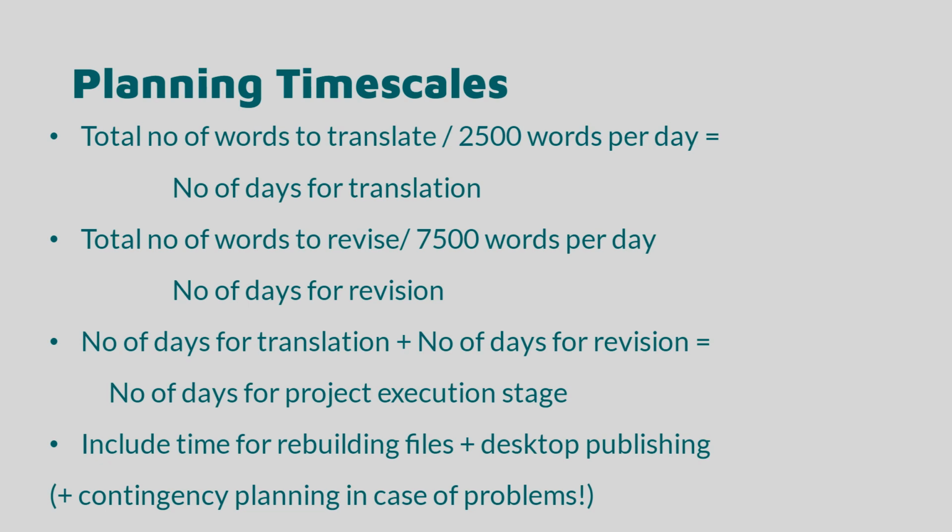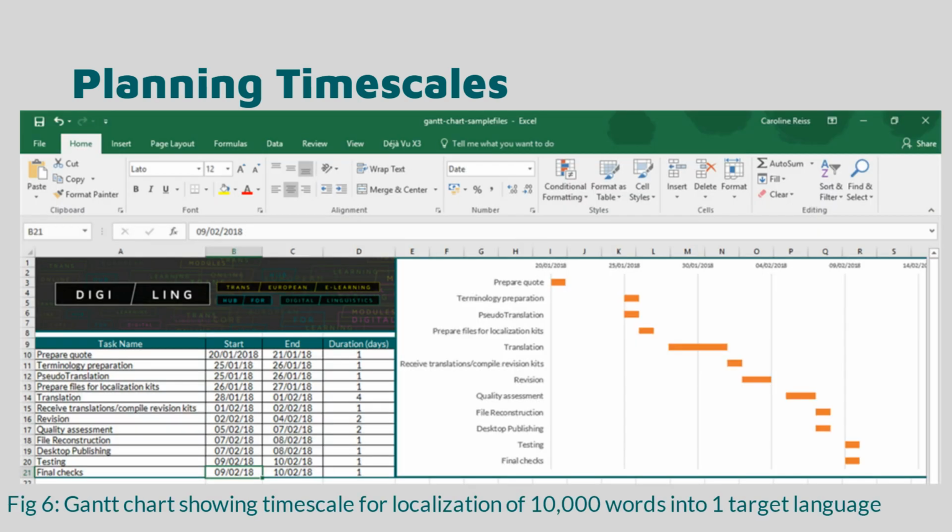If we take the number of words to be revised and we divide this by 7,500, this will give us the number of days needed for the revision stage. So the total number of days needed for the translation and revision stage can be calculated by adding together the two former calculations. The project manager may split large source files between multiple translators in order to speed up the translation stage or to meet a tight turnaround time.